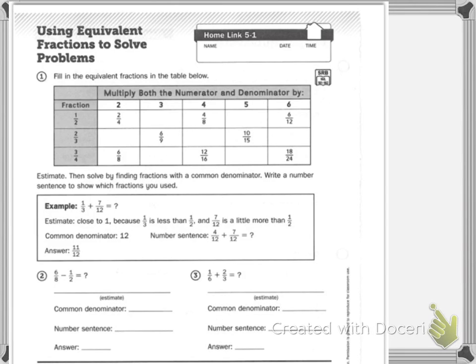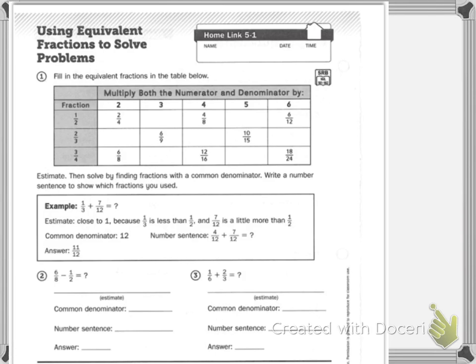Today, you are using equivalent fractions to solve problems. Number 1 says fill in the equivalent fractions in the table below. So you have your fractions on the left-hand side, and the top says multiply both the numerator and the denominator by. So that means whatever I do to the top, I do to the bottom. Whatever I do to the bottom, I do to the top.